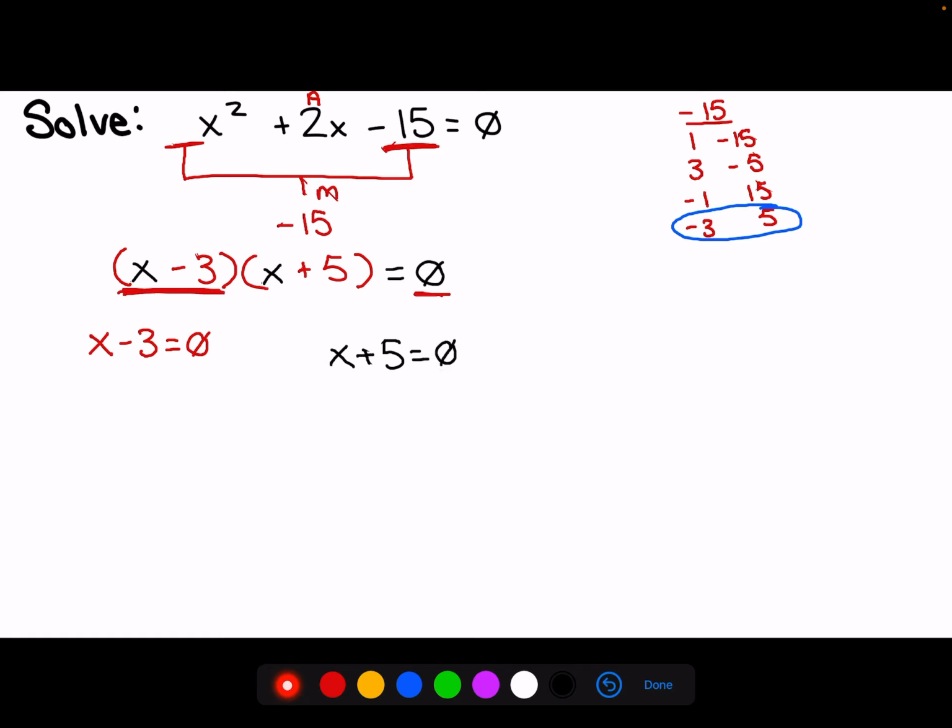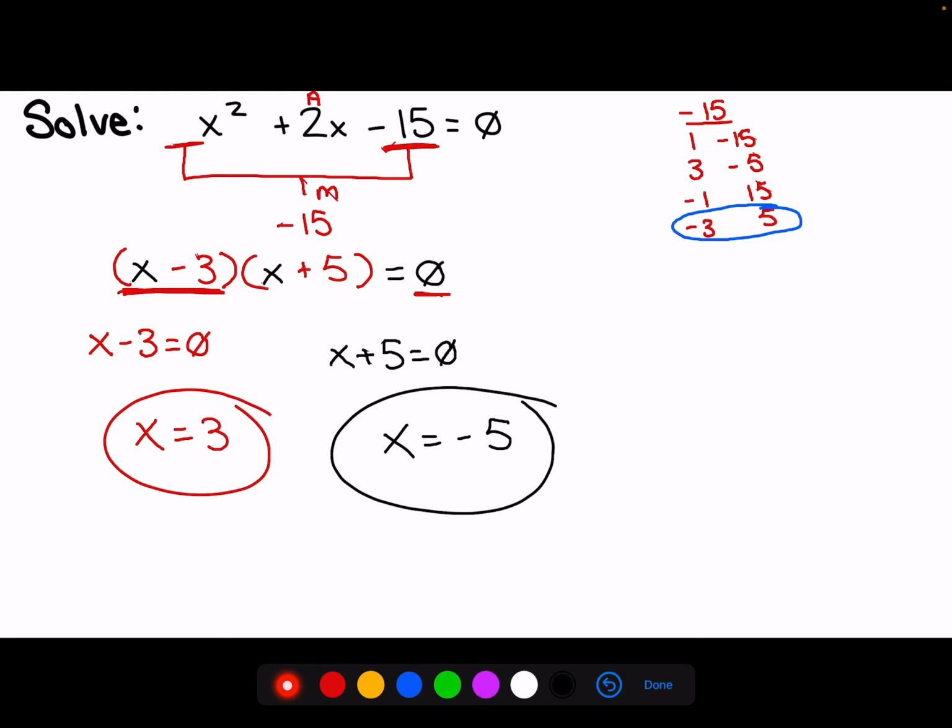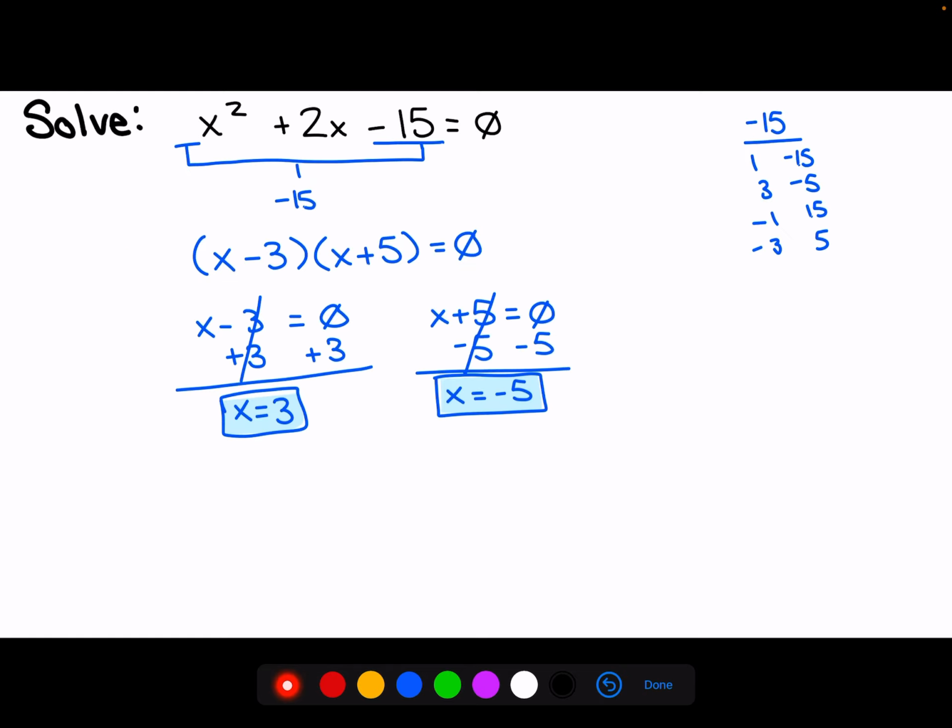At this point, I have two equations and I can solve for each of them. This gives us x equals 3, and x equals negative 5. So those are our two answers, x equals 3 and x equals negative 5. Here it is once again, so you can check your work just by looking through, but it's the same exact thing.